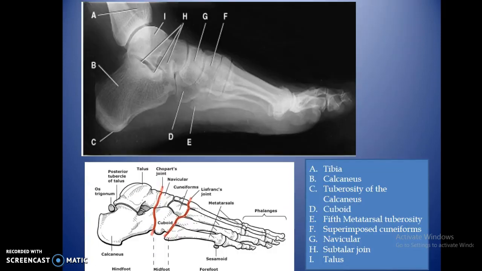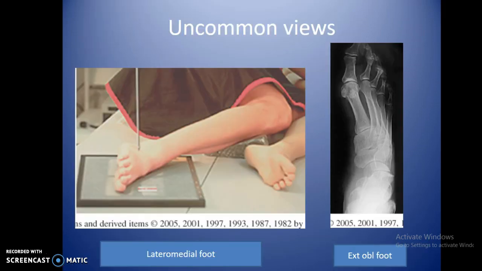Just going to show you a little bit more anatomy. Lisfranc's joint going across here. Chopart's joint going across the back on here. They're going to look for those as reference lines to make sure the foot's not broken or out of place.